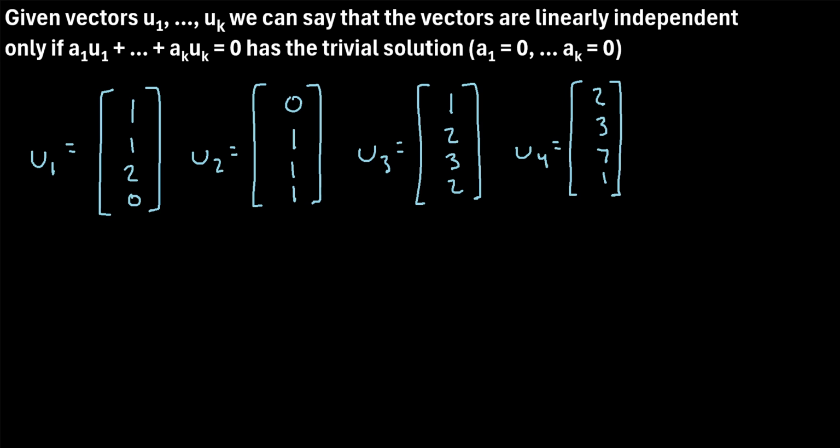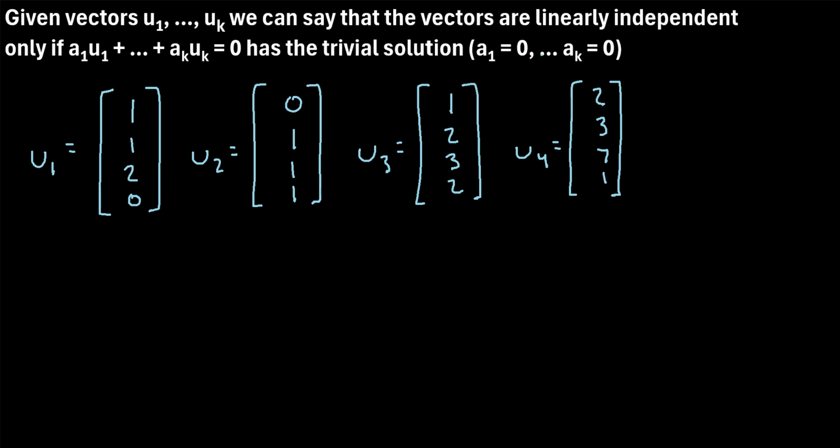In this video, we will talk about how to determine if a set of vectors is linearly independent. So here's the formal definition. Given vectors u1 through uk, we can say that they are linearly independent only if the equation a1 times u1 plus ... plus ak times uk is equal to 0 has the trivial solution. In other words, a1 is equal to 0, a2 is equal to 0, all of these up to ak are all equal to 0.